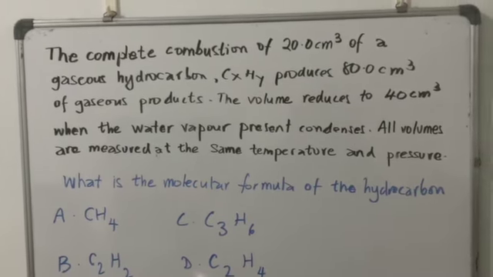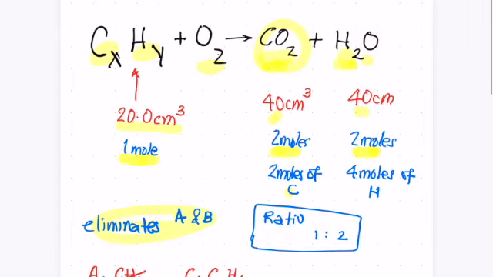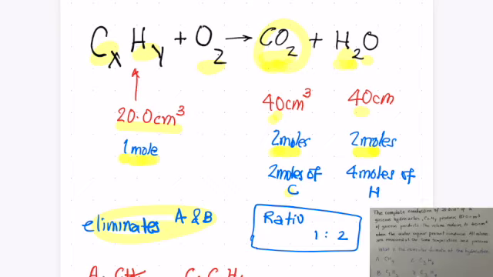So let's move in and take a closer look. Let's look at the balanced equation, or the general equation, if you will, for the combustion of the hydrocarbon. Now we cannot get the balanced equation because we're actually trying to solve for Cx and Hy. So what we do know is that we have 40 cm³ of each of CO2 and H2O.